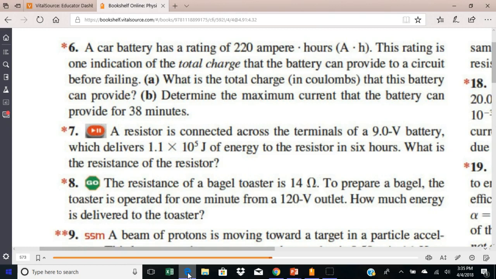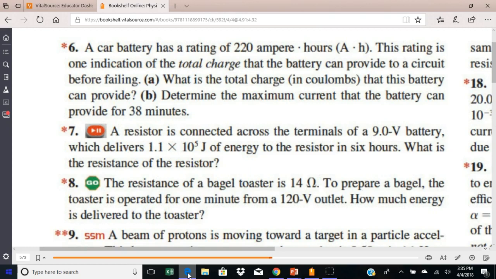Pretty simple. Now, what's the max current that the battery can provide for 38 minutes? Again, current is I. I is equal to delta Q divided by the time. Delta Q is 220 amp hours. Time is 38 minutes, and you have to convert that to hours. 38 minutes is 0.633 hours. So you have 220 divided by 0.633. You get 350 amps as the max current that the battery can provide for 38 minutes. Watch your units. Like I always say, watch them units.